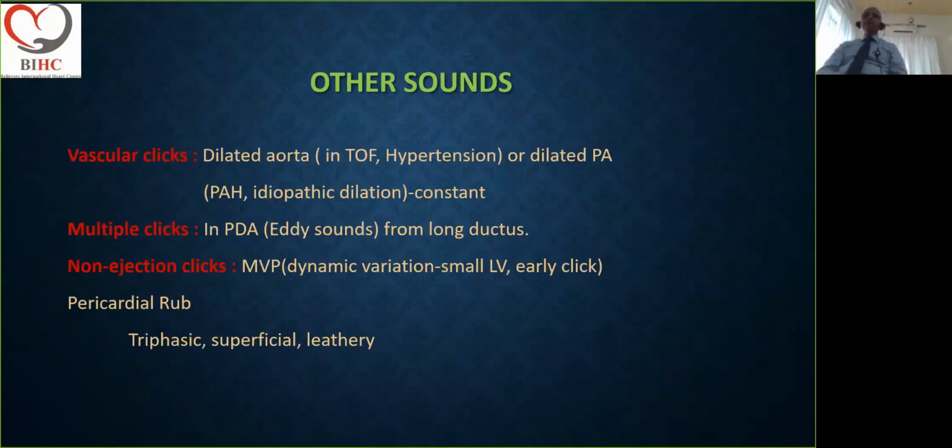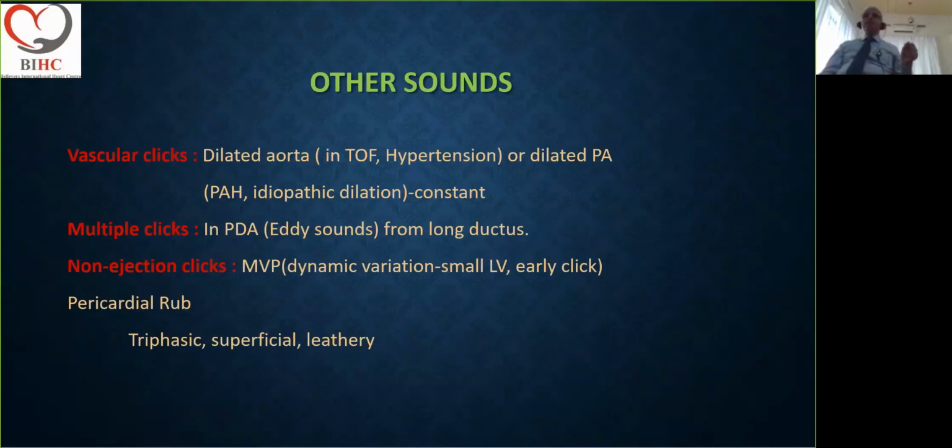What are the other sounds that can occur? You can have a vascular click from a dilated aorta, very common in tetralogy where ascending aorta is dilated. In hypertension also you may get it. And a dilated pulmonary artery in Eisenmenger syndrome, pulmonary arterial hypertension, idiopathic dilatation of the pulmonary artery. All these conditions may be associated with a loud sound. You can hear multiple clicks in PDA, a long PDA. There are eddy sounds coming from the bends in the long PDA.